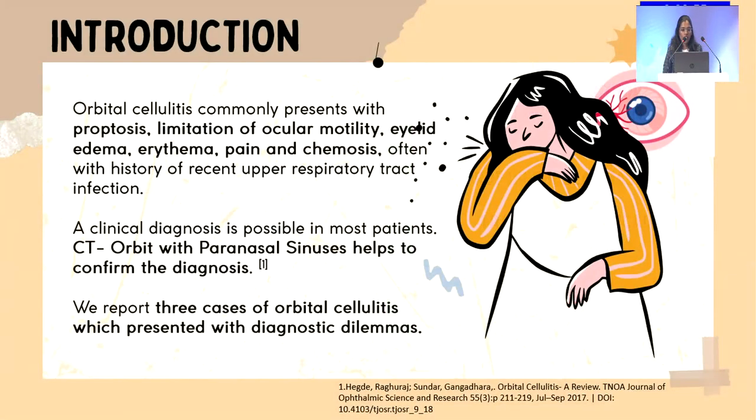So, orbital cellulitis commonly presents with proptosis, limitation of ocular motility, eyelid edema, erythema, pain, and chemosis, often with a history of recent upper respiratory tract infection. A clinical diagnosis is possible in most patients. A CT orbit with paranasal sinuses helps to confirm the diagnosis. We report 3 cases of orbital cellulitis which presented with diagnostic dilemmas.